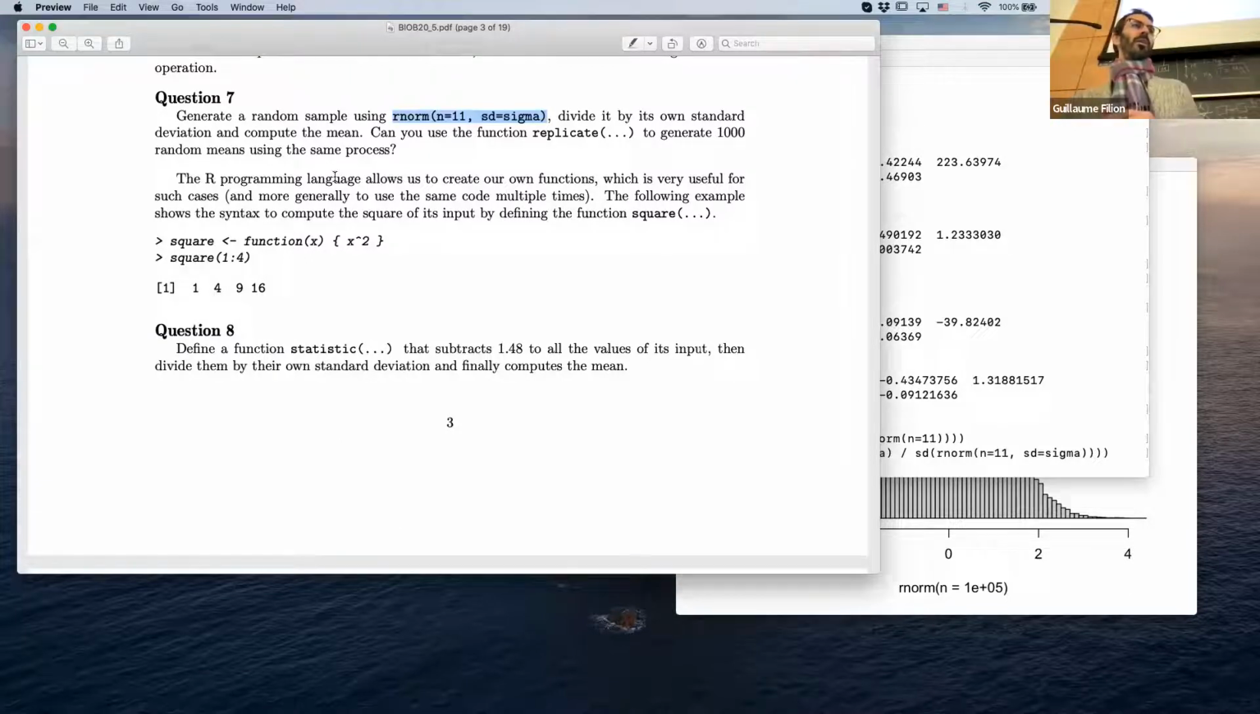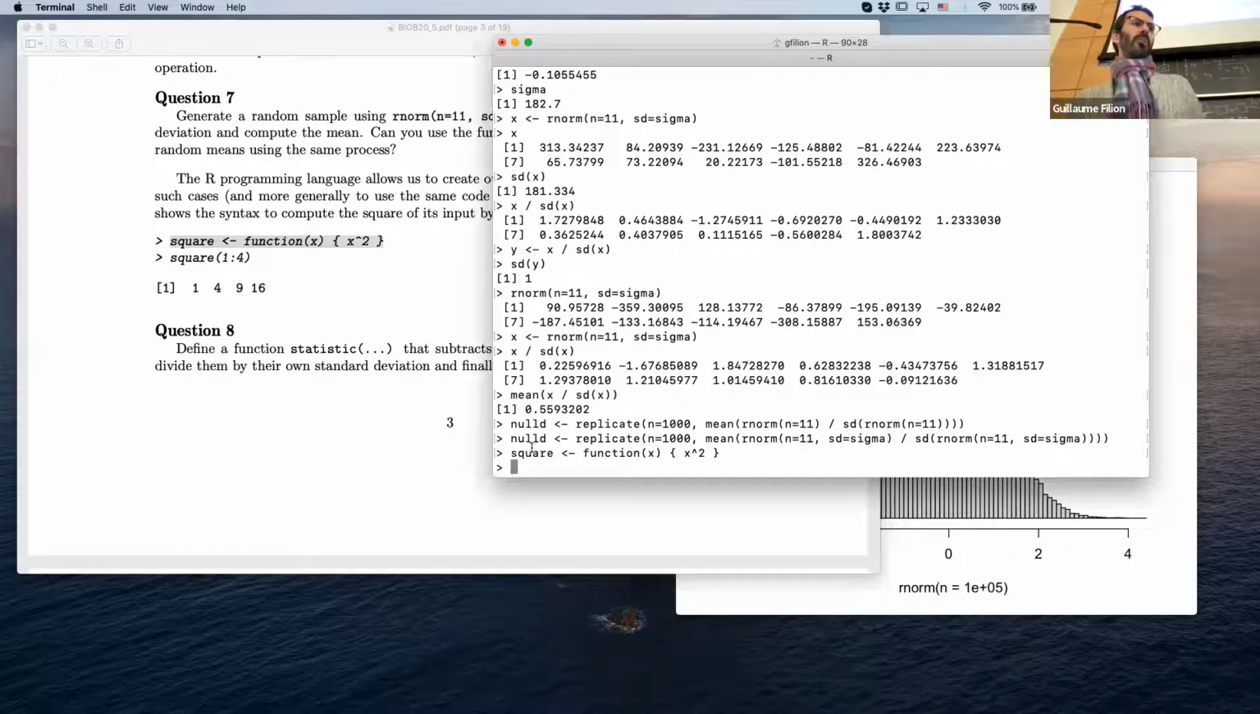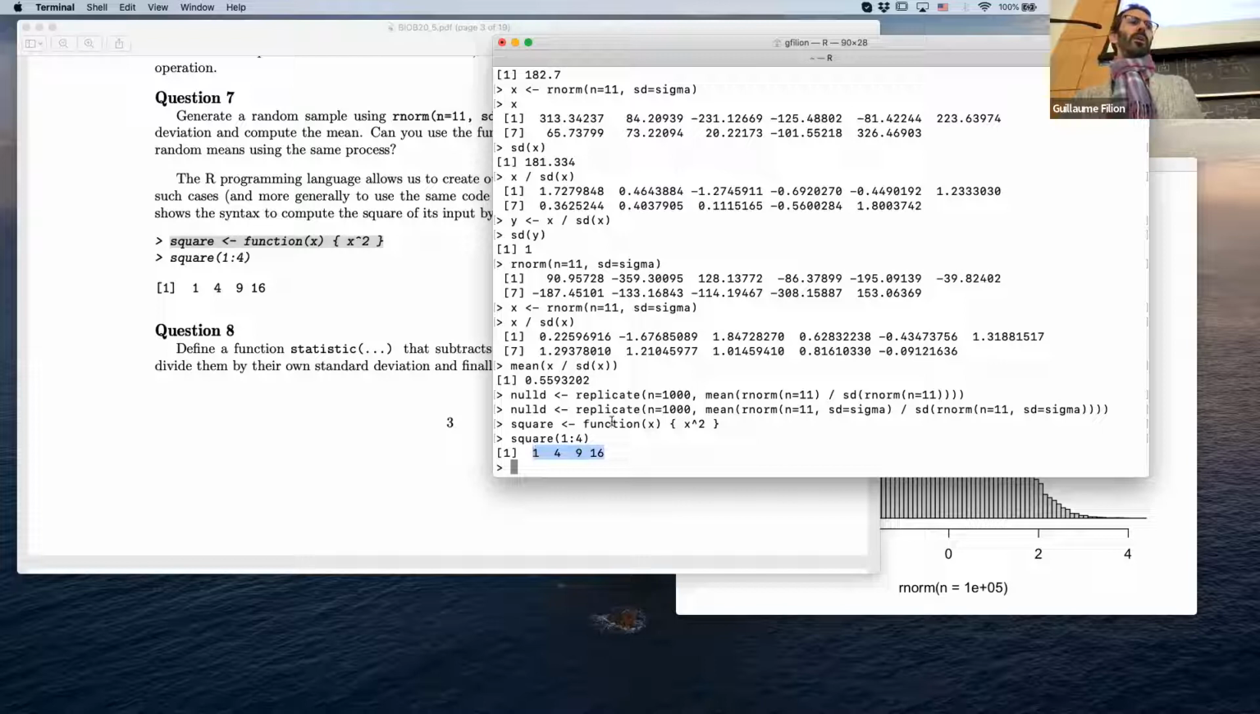The R programming language allows us to create our own functions, which is very useful for such cases, and more generally to use the same code multiple times. The following example shows the syntax to compute the square of its input, by defining the function square. We've seen this in the video, so that should be relatively straightforward. That's the way you define a function in R. You use the keyword function here that says this is a function, this is not a number. And here, this is the parameter of the function. The fact that x was defined before is irrelevant. That's a new x. It can be quite confusing. But anyway, this function says take your input argument and square it, and you're done. So of course, if I do square of 1 to 4, then I get the squares of each element individually. So that defines a new function this way.